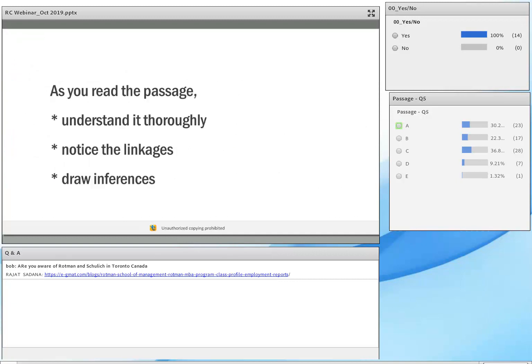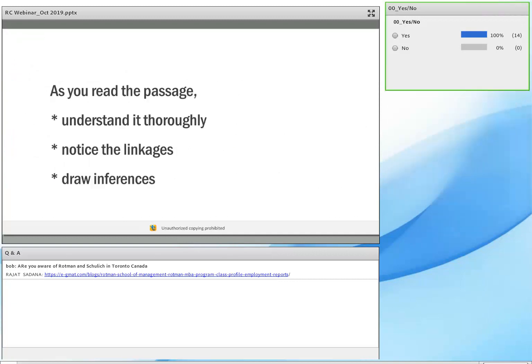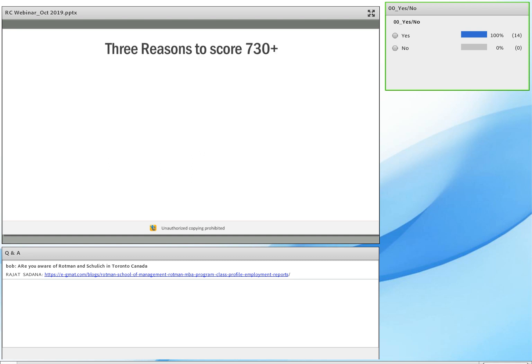Alright, so essentially the key thing over here is, as you read the passage, you need to understand the passage, you need to notice the linkages, and you need to draw inferences. Okay, and all of this is possible by making sure that you apply the reading strategy slowly. And it is going to be an effort for you to learn these reading strategies. And that is why you need to have the course that teaches you these reading strategies.